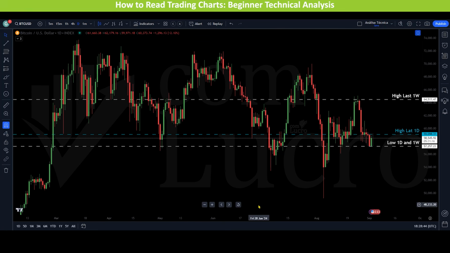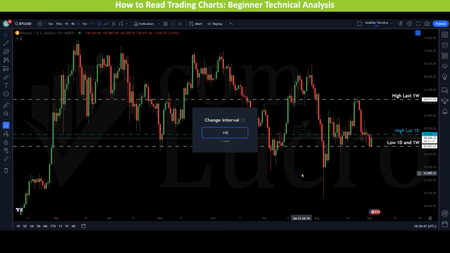In addition to the time frames we have discussed, there is also the weekly chart, or W1, which I will switch to now.